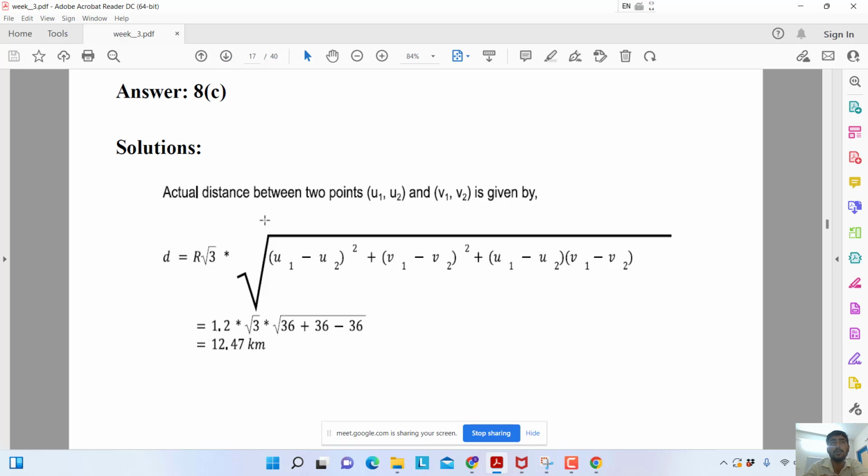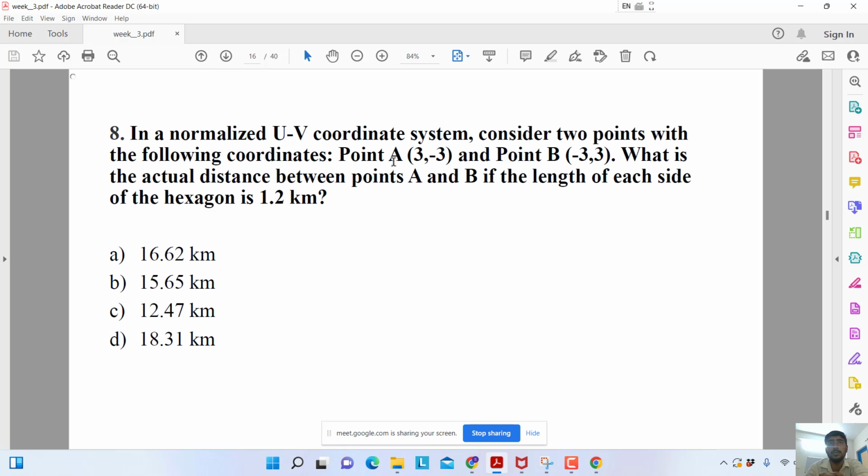To calculate the distance between 2 points, we just use this formula. R is the radius, which is given as 1.2 kilometers. So by putting in the values of u and v, we can calculate the distance. So what is u? u1 and u2 is 3 comma minus 3. Similarly, v is minus 3 comma 3. v1, v2, u1, u2, and R is 1.2 kilometers.